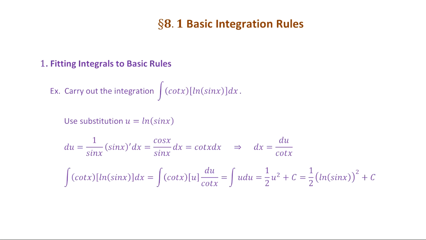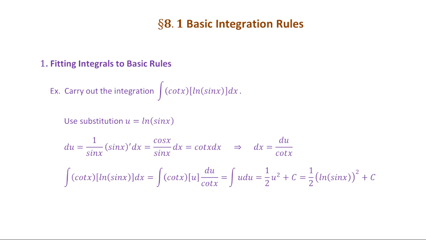Okay, in this problem, we need to carry out the integration of cotangent x times the ln sin x. Well, this looks very complicated, but again, if you look at the integration table, there's no formula for this kind of problem. So the first thing to consider is the substitution. So we have different choices here. We can either use u equal to cotangent x or u equal to ln sin x. Which one will work? It turns out only substitution of u equal to ln sin x works, and u equal to cotangent x will not work if we try it.